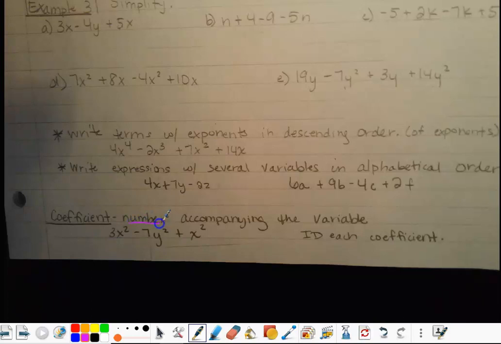So it's the number that goes with the variable. So what is each coefficient? All right, in the first one, it's 3. Good. The next one, we would say the coefficient is -7 because we're taking the negative with it, right? We take the minus as a negative. And the last one, just x squared. What's the coefficient there? Excellent. It is a 1. Okay. So we have a coefficient of 1 when nothing is written. It can't be 0 or it wouldn't be there at all.